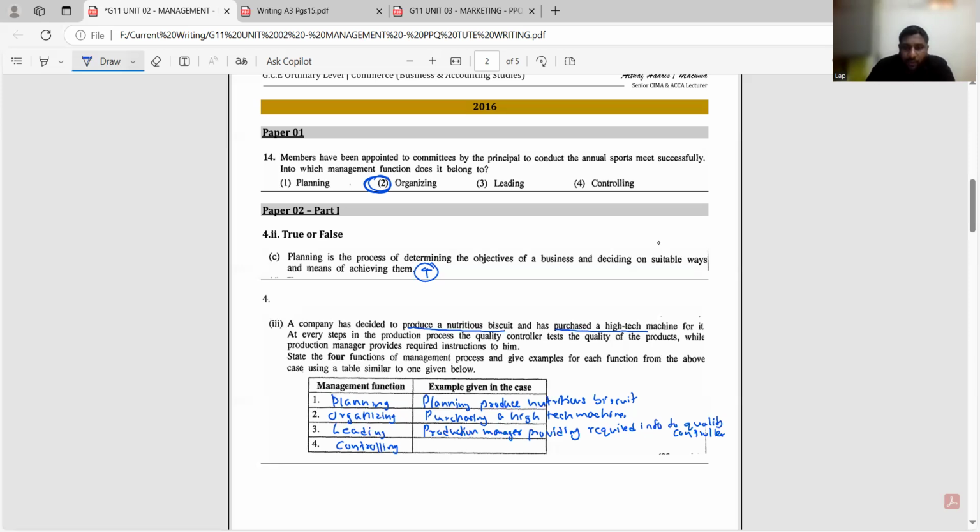Then under controlling, we can write: the quality controller checking every step in the production process.